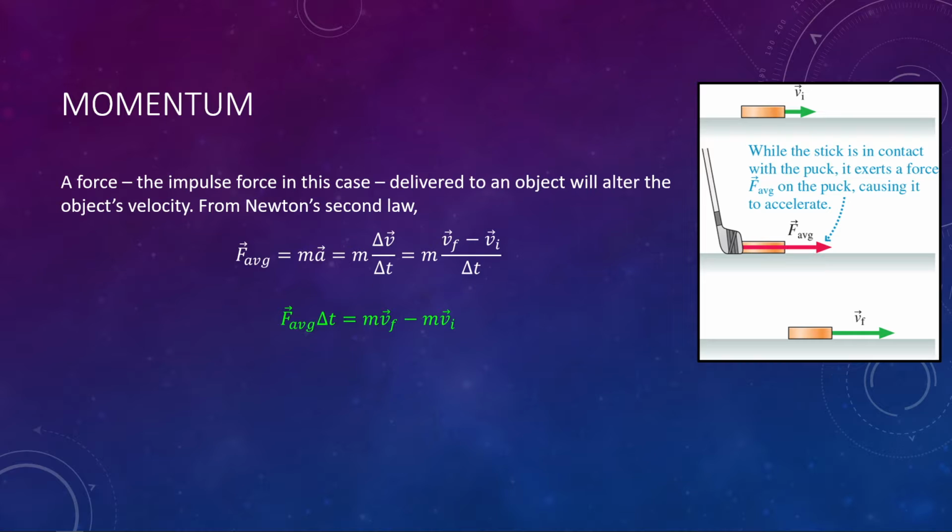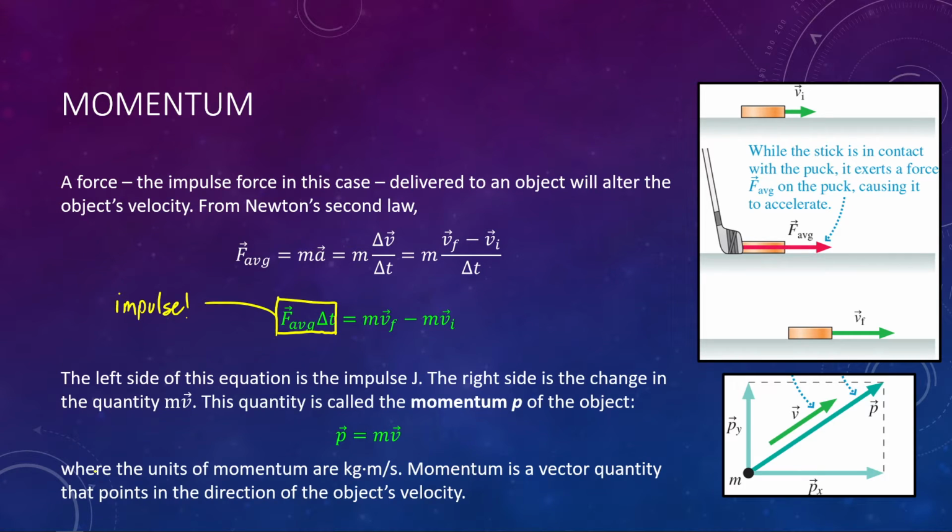This is a very important equation. First of all, it should look somewhat familiar to you. And to be clear, this is still Newton's second law. We just wrote it in a weird way. The left-hand side of this equation, we just defined what this is. We just said F average delta t is the impulse. So the left-hand side of that equation, by definition, is impulse.